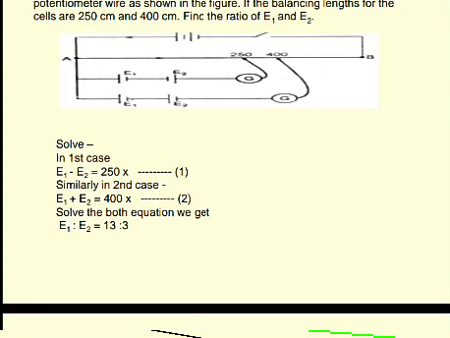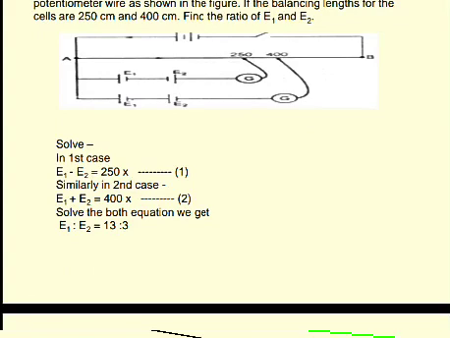Question number 1. Two primary cells of EMF E1 and E2, where E1 is greater than E2, are connected to the potentiometer wire as shown in the figure. If the balancing lengths for the cells are 250 cm and 400 cm, then find the ratio of E1 and E2.